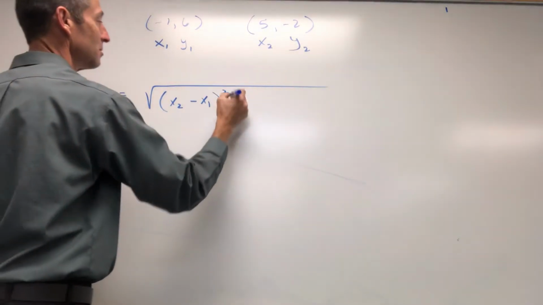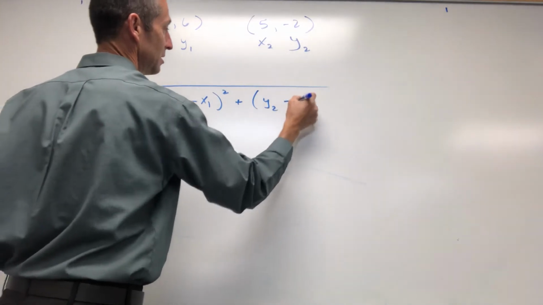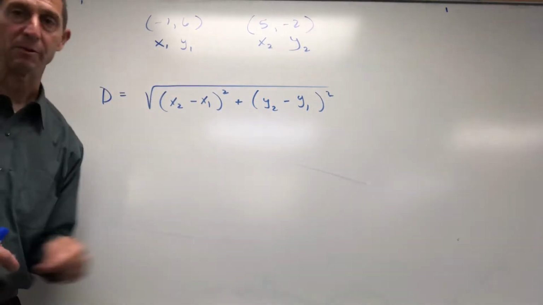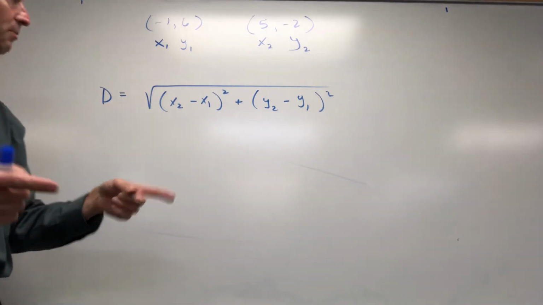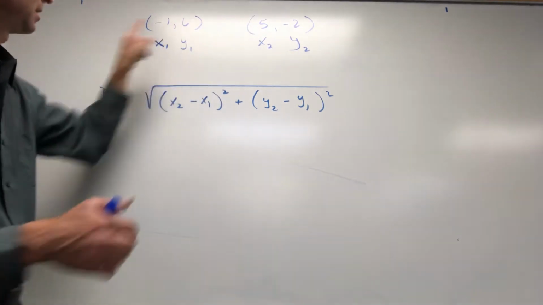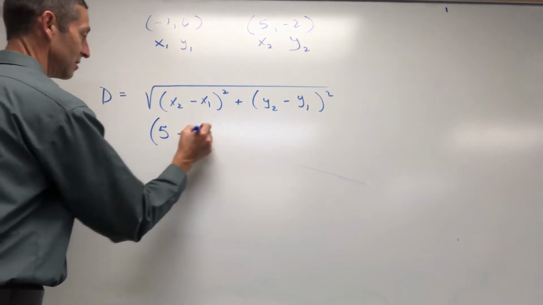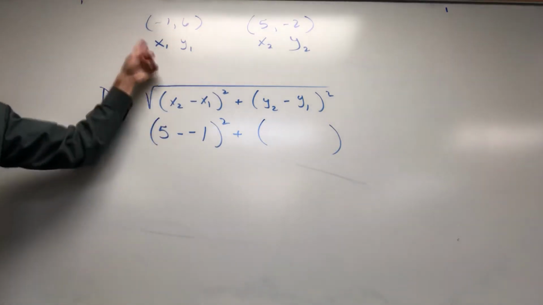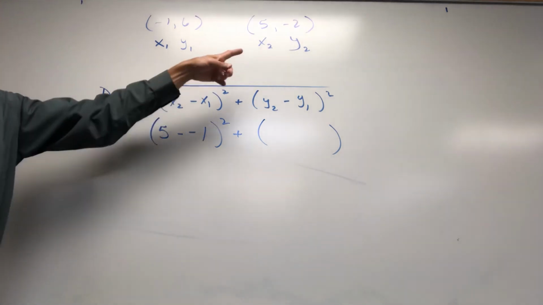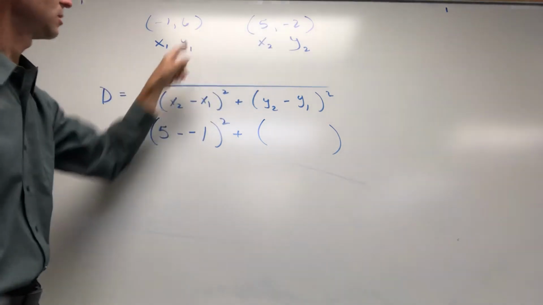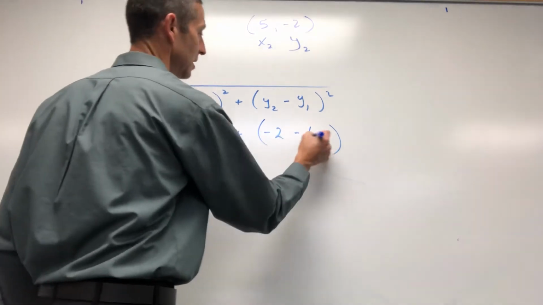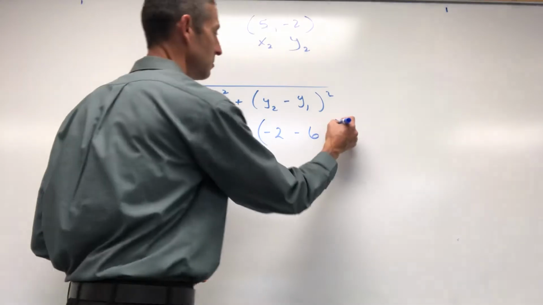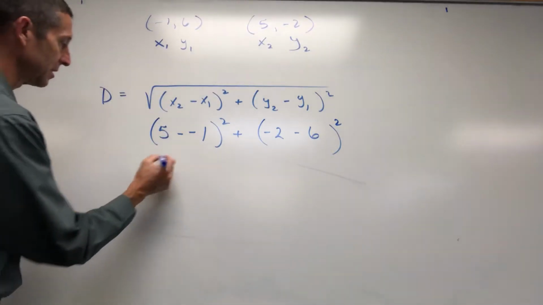The formula is the square root of x2 minus x1 squared plus y2 minus y1 squared. So we've got 4 numbers to drop in 4 places to make this happen. The x's are first, 5 and -1. So drop in the 5, drop in the -1. The y's are second. So here you got -2, here you got 6. Here's -2 minus 6. You've got a math problem that we want to clean up on the inside.